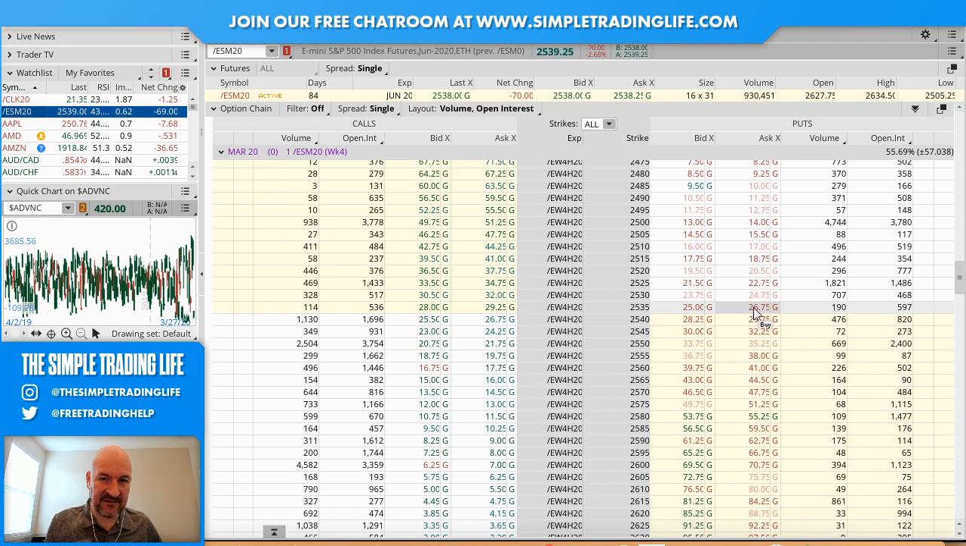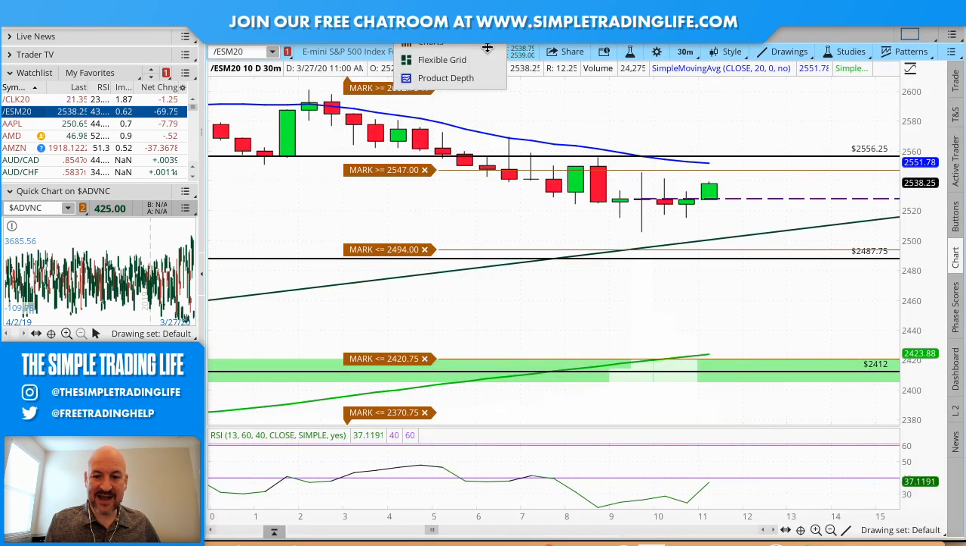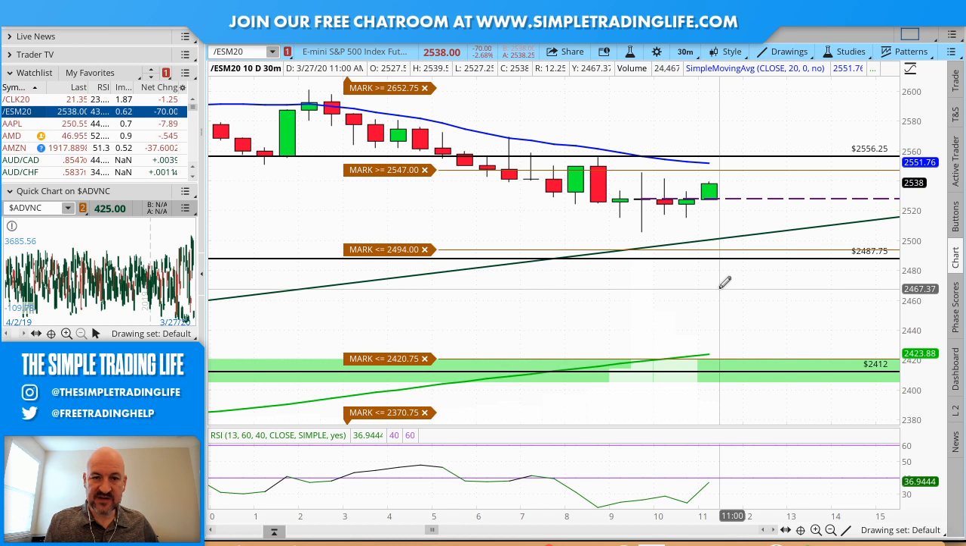Now you only have to pay half of that on ES. If you're playing SPX, you pay the full amount. But again, it's just premiums. Premiums are high because of the volatility. So you have to weigh that risk reward.